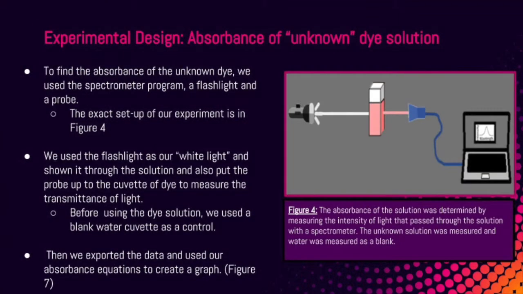To find the absorbance of the unknown dye solution, we measured the intensity of light from a flashlight that passed through the solution using a spectrometer. The spectrometer was angled head-on with the light source. Water was measured as a blank, then data was collected for the unknown solution.